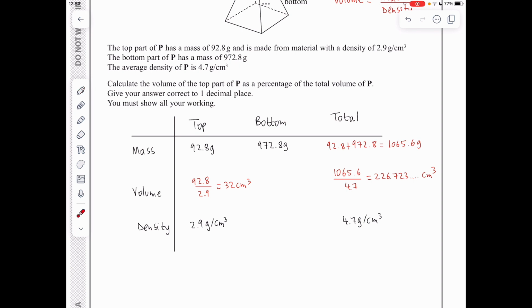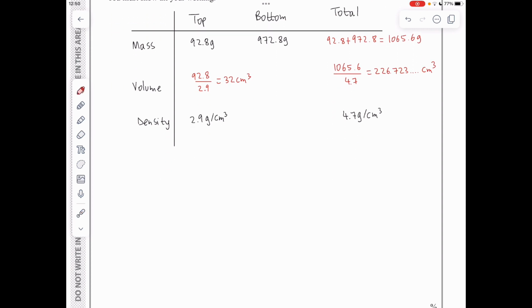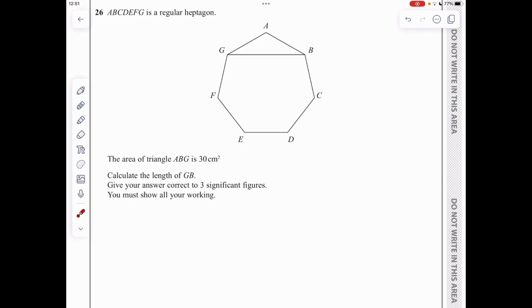Remember, we've been told to calculate the volume of the top as a percentage of the total volume. So we know that the volume of the top is 32 cubic centimeters. The total volume is 226.723. And to turn that into a percentage, I'll multiply by 100. This gives an answer of 14.1%.